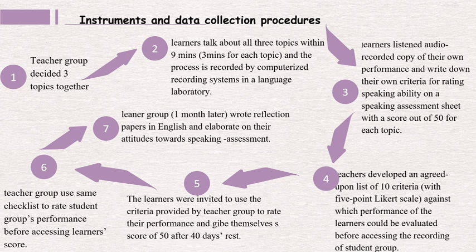After that, teachers developed and agreed upon a list of 10 criteria, against which the performance of the learners could be evaluated before accessing the rating of the student group. And then the learners were invited to use the criteria provided by the teacher group to rate their performance and give themselves a score of 50 after a 40-day rest. And then the teacher group used the same checklist to rate the student group's performance before accessing learner scores.